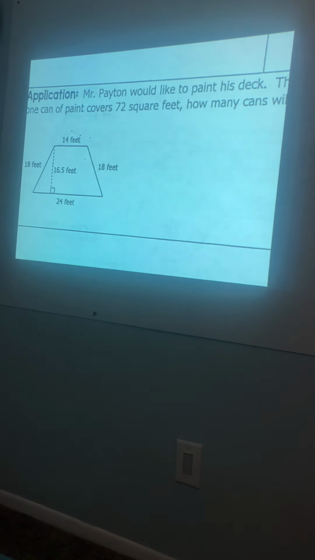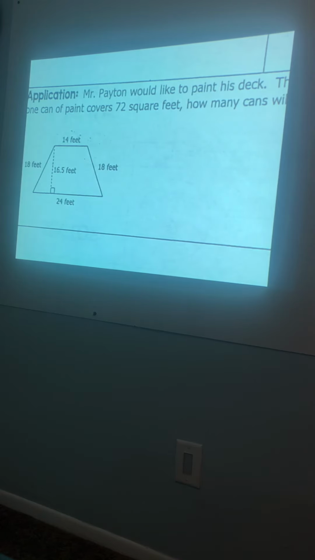Okay, all right. So here we go. Exciting word problem in math. Mr. Peyton would like to paint his deck. Woo! The dimensions of the deck are shown below. If one can of paint covers 72 square feet, how many cans will he need to purchase for 2 coats of paint?